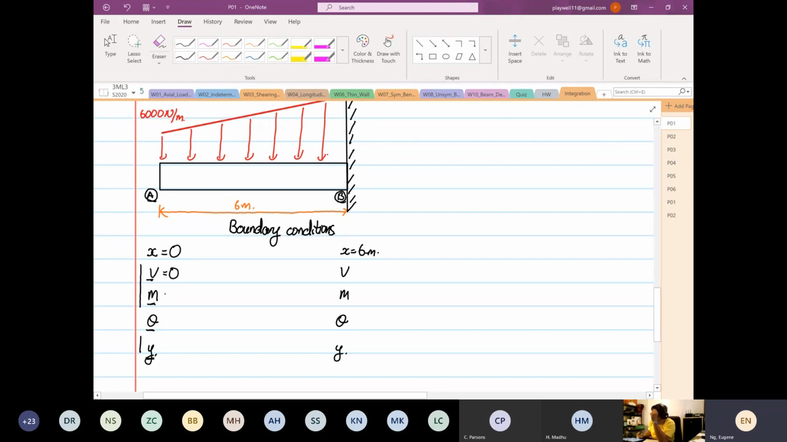Now, what is the moment at point A? Anyone? What is the moment at A, or when x equal to 0? It's equal to 0. Well done. Y equal to 0. Anyone? When you integrate 0, you get 0.